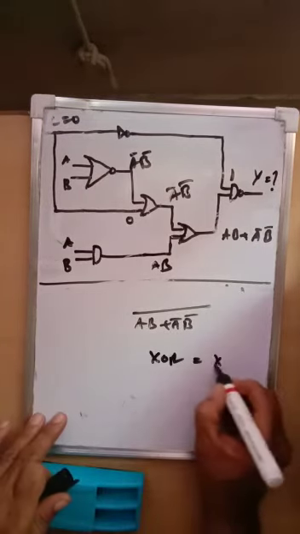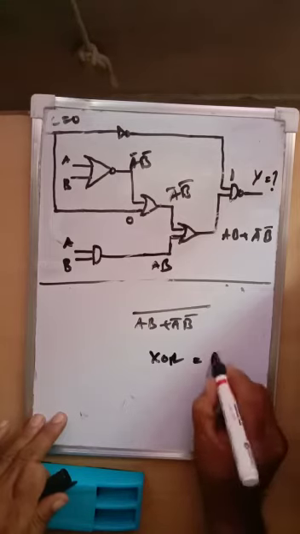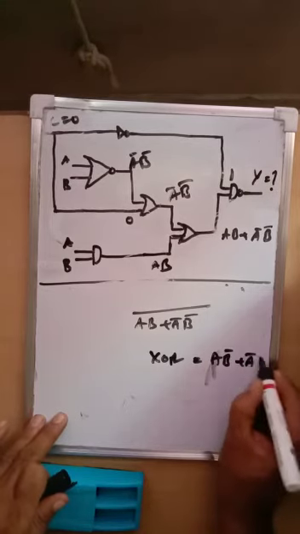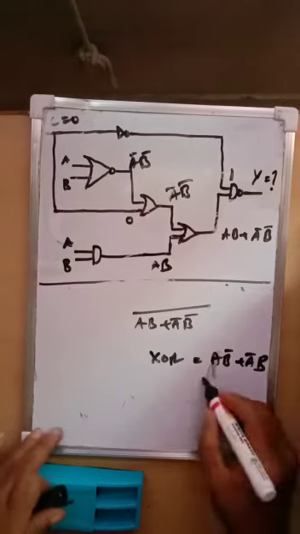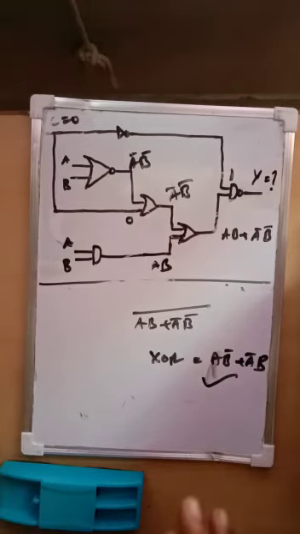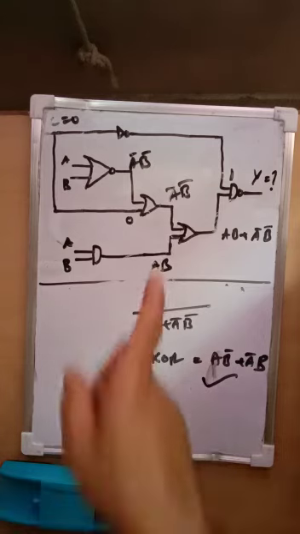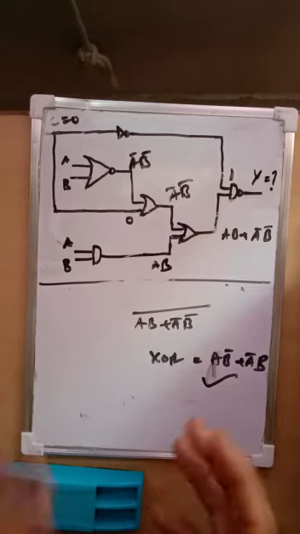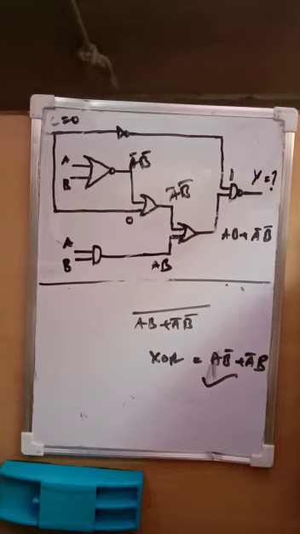That means AB bar plus A bar B. So this is the final answer. This is how we can deal with the problem very easily. So the main concentration is on the properties of the gates. We know the truth tables, but we take a bird's eye view of the truth table. That is a very important point. So if you know these things, then we can solve the problem very fast, as quickly as possible.